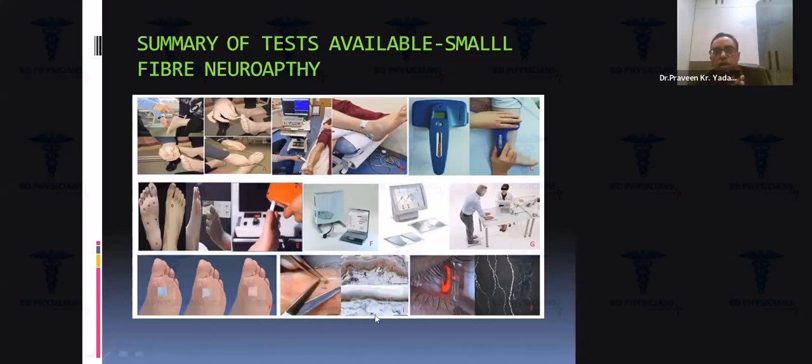So based on the availability, you can choose whichever test can be used for small fiber neuropathy. But the gold standard for the autonomic and the small fiber neuropathy may be a QSART test, which is again not available in most places. Even in India, we have it only in research institutions and big institutions. So for clinical practice, you can choose some of the tests which I have mentioned here for the evaluation of the small fiber neuropathy.